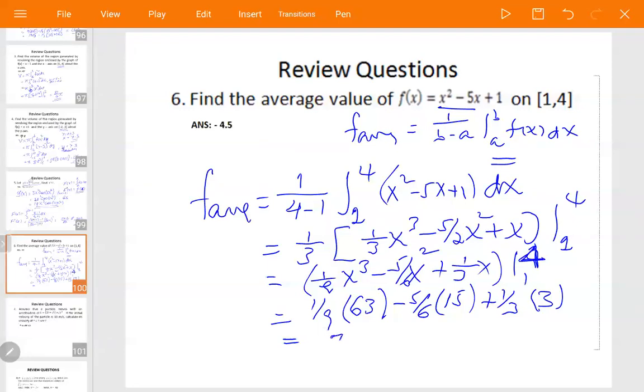63 over 9 is 7. Minus, 15 divided by 3 is 5, 5 times 5 is 25, so 25 over 2, plus 1/3 of 3 is 1. 1 plus 7 is 8, minus 12.5, and you have negative 4.5. So this is the average value of the function f of x equals x squared minus 5x plus 1 over the closed interval 1, 4.